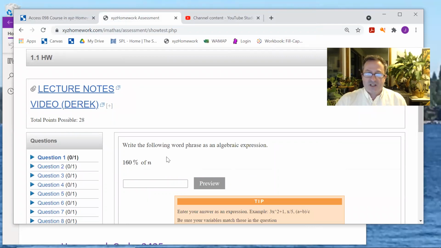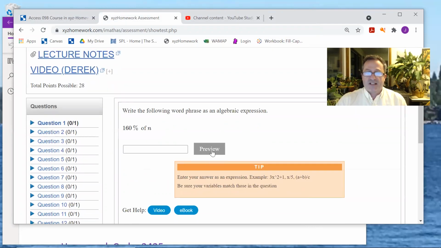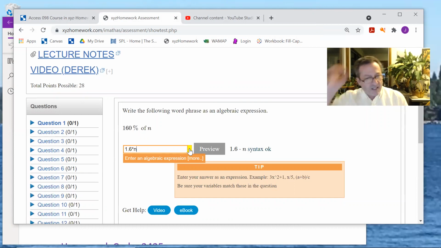This says write the following word phrase as an algebraic expression. This is going to be 160% of n. Of means times, so I could write 1.6 times n, and see this little preview button? That sort of tells me whether what is going on over here looks okay. There's also this little yellow button, and these things are covered in the how do you enter stuff into XYZ homework assignment.